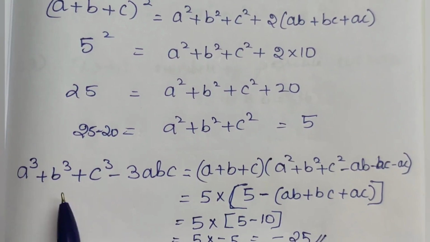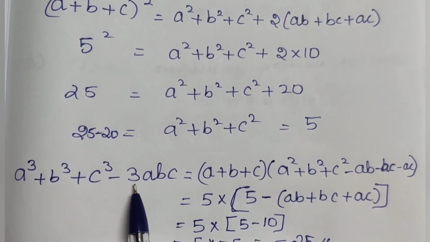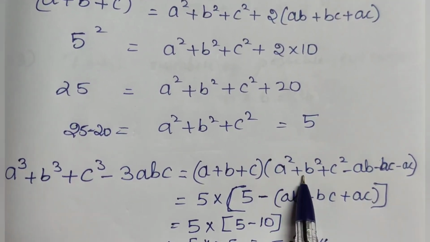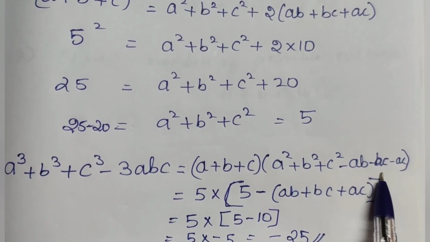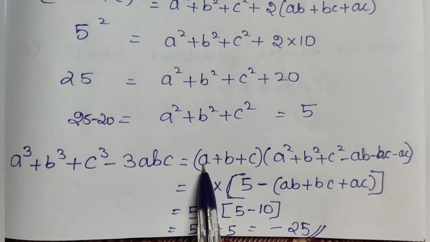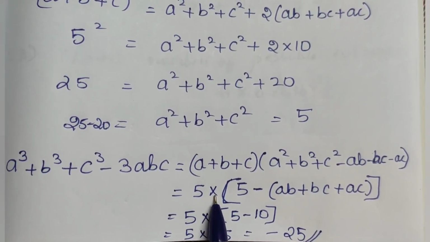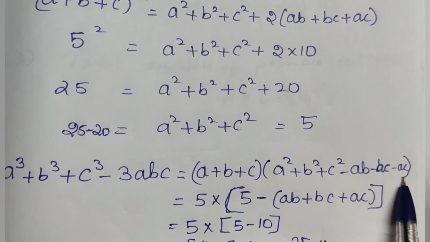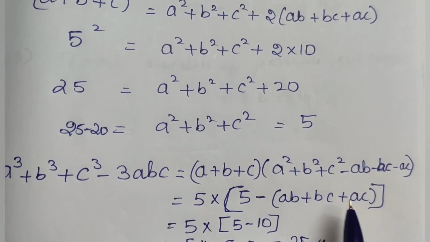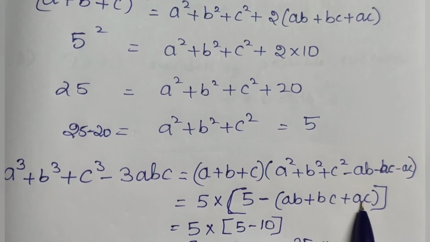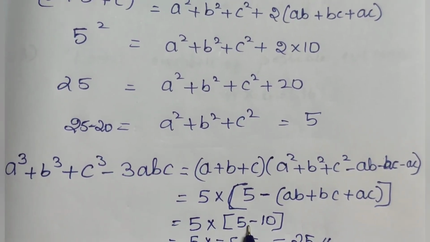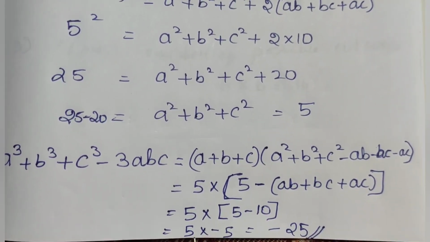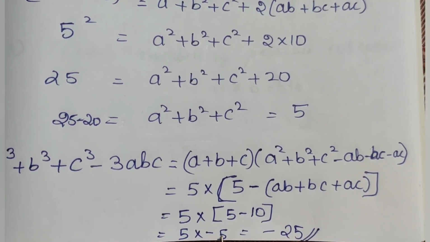Thus the next identity: A cube plus B cube plus C cube minus 3ABC equal to A plus B plus C into A square plus B square plus C square minus AB minus BC minus AC. Thus we have A plus B plus C equal to 5 into A square plus B square plus C square, which is 5, minus. I take the minus symbol outside, and inside the bracket the symbol changes: AB plus BC plus AC. Thus we get 5 into 5 minus AB plus BC plus AC, which is given as 10. Thus we get 5 into 5 minus 10 is minus 5.